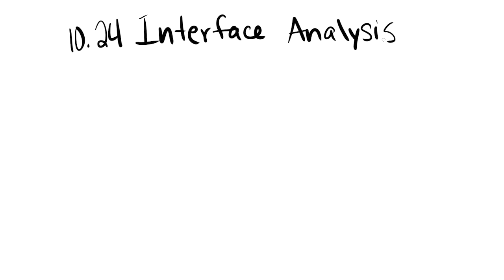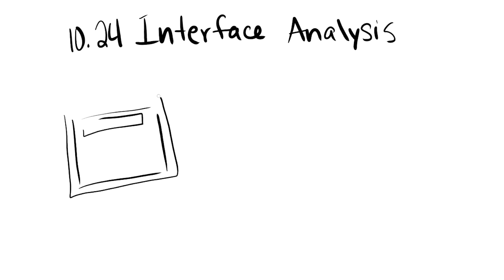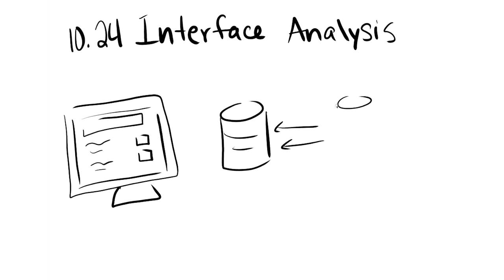10.24, interface analysis for business analysis is looking at any interface, whether it's a data interface, user interface, application interface, and basically documenting what's there and why it exists. This is something very important to understand before making changes into a system.